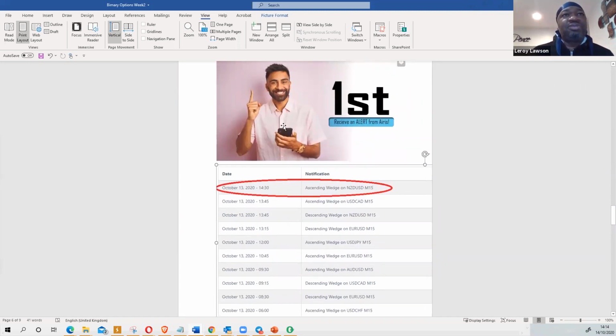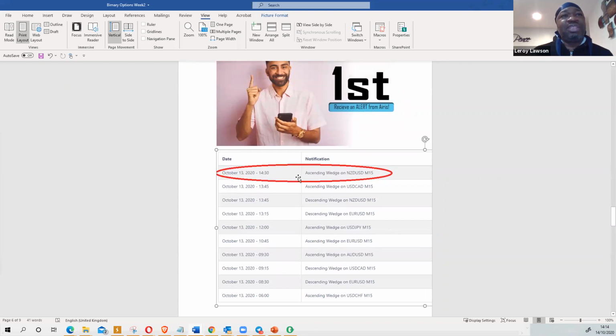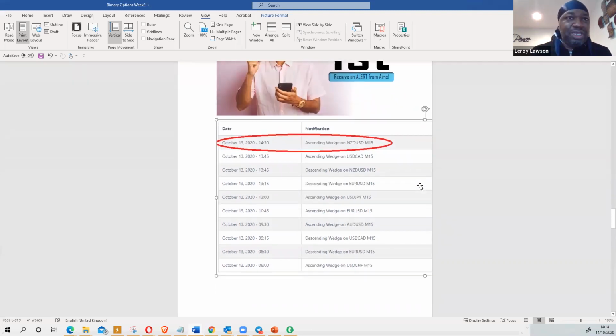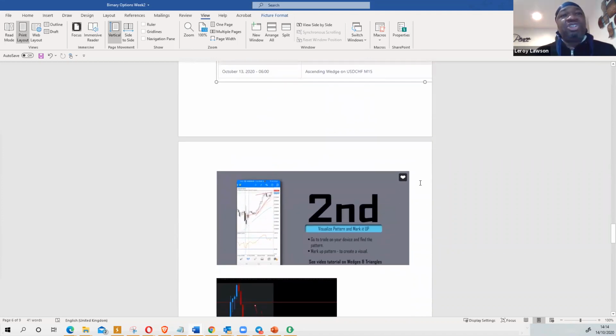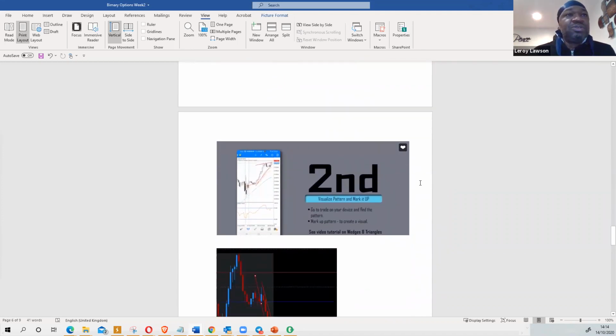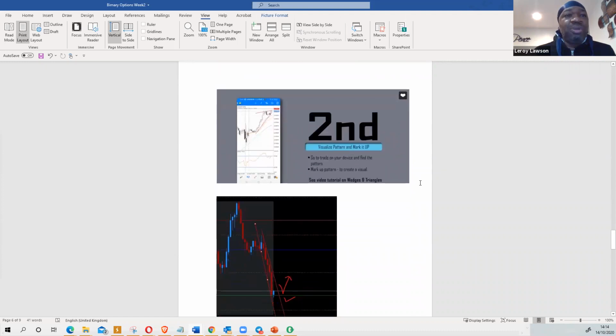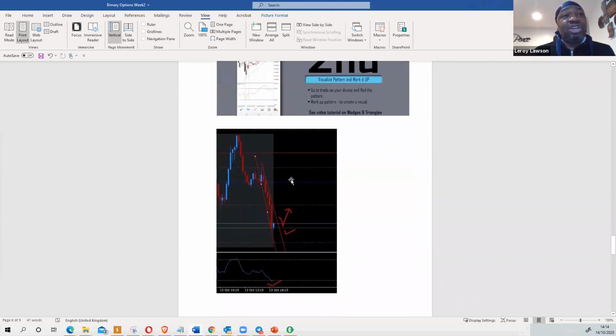I got an alert from the software, and it told me there was an ascending wedge on the New Zealand dollar. So I don't need to figure this out. I don't need to work out which candlestick pair or what time. It's time-stamped, and I get the alert. What I did then was mark up my chart, just as I showed you. This is exactly the chart that I marked up and posted yesterday.